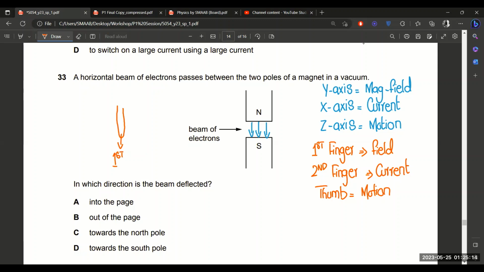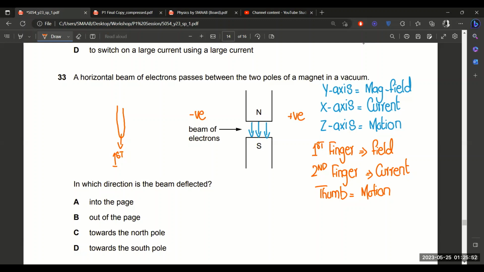Now, second, you need to place your second finger in the direction of the electric current. So it means that your second finger will be in the direction of electric current. So we know that there is a beam of electrons. A beam of electrons means there is a negative side. This is the negative side and this will be the positive side. So you know the concept that conventional current will always flow from positive to negative side, right? So that is a simple concept.